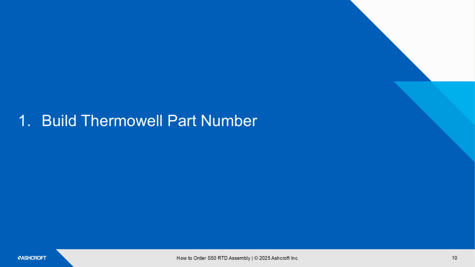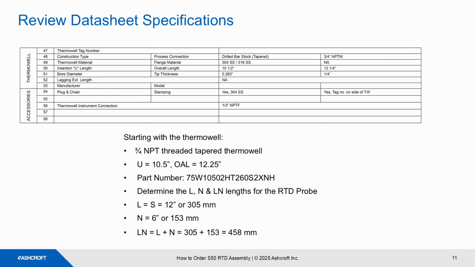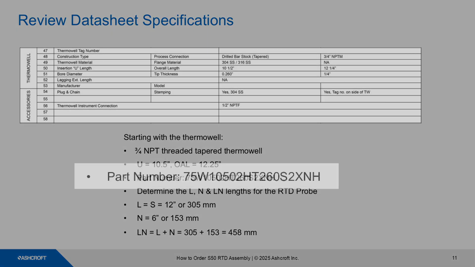So with that information, we can now start to build our part number. In order to build the thermowell part number, we reference the Ashcraft datasheet for threaded thermowells. The part number would be 75W10502HT260S2XNH. The XNH is for the tag, the S is for the 316 stainless steel material for the thermowell.